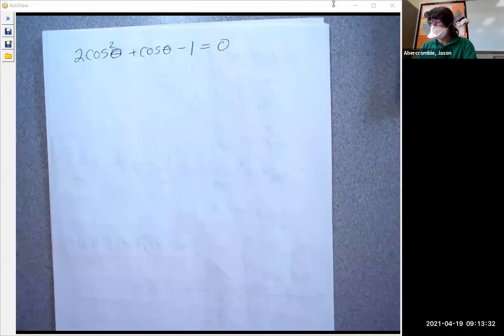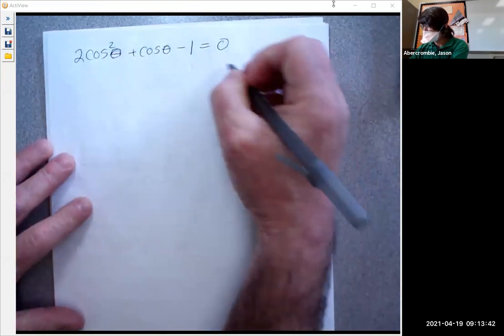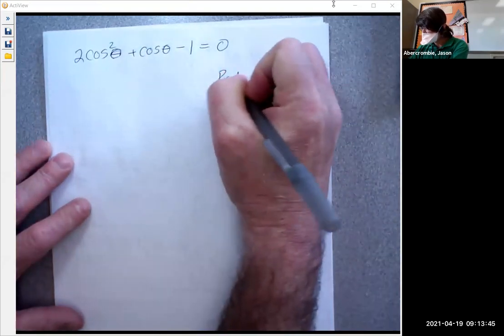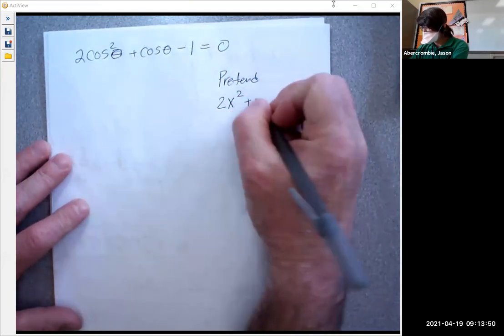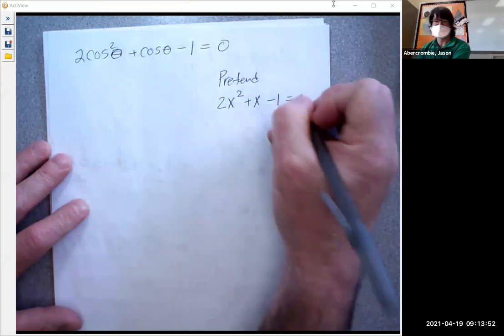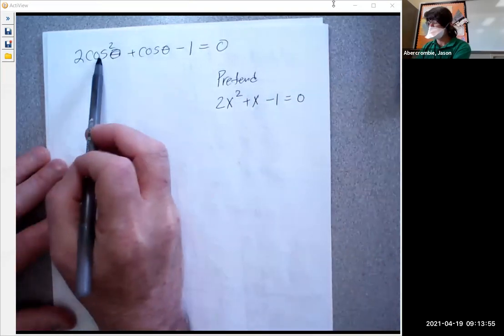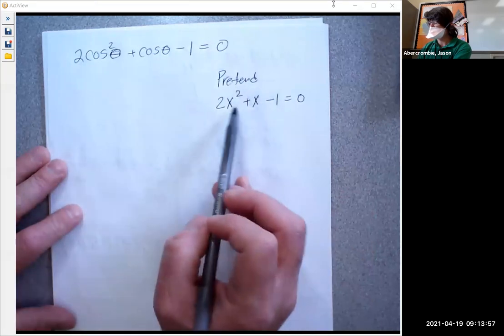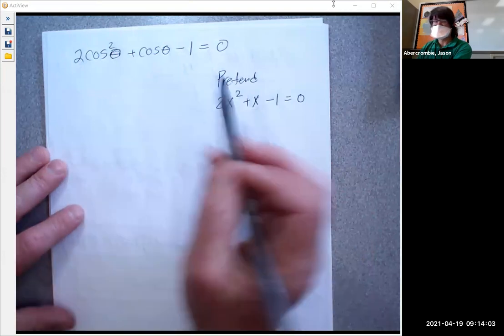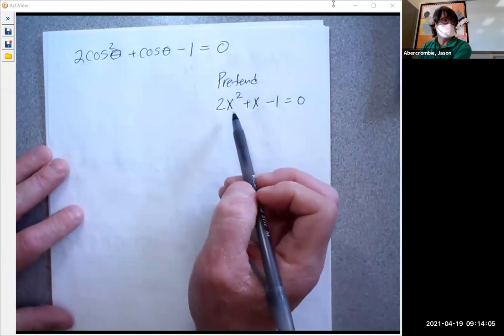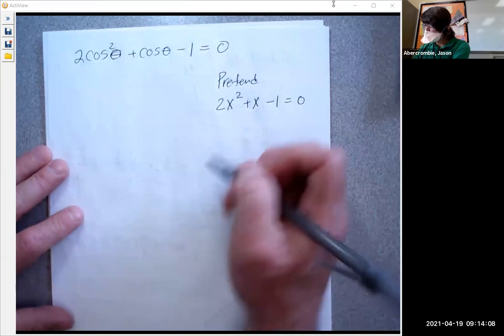So I'm going to also notice that this is in the same form as a quadratic equation. It just isn't quadratic because it's got cosine. I'm going to come over to the side and say, okay, let's pretend that we have 2x squared plus x minus 1 equals 0. Okay, this is like 2x squared plus x minus 1. You see 2x squared plus x minus 1? That's kind of the same sort of thing. And if I did have this, and this was last fall when we were just learning how to do quadratics, you would have factored this.